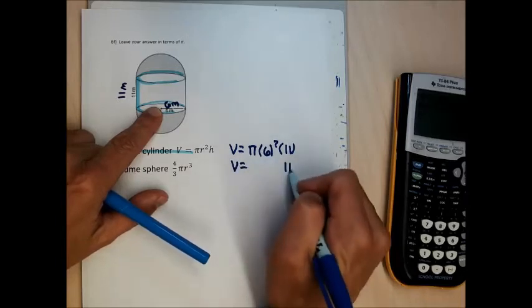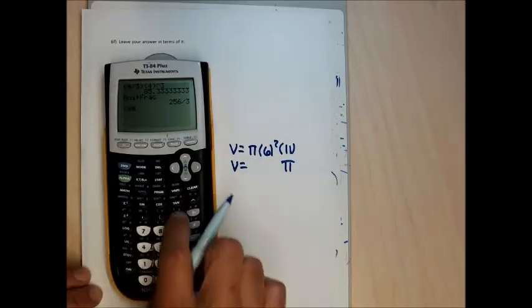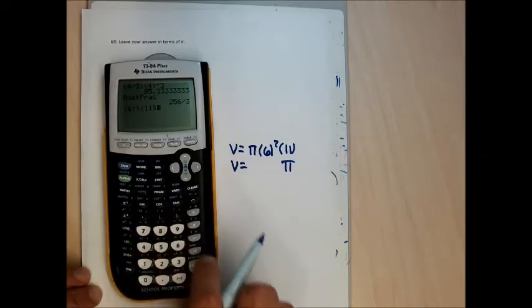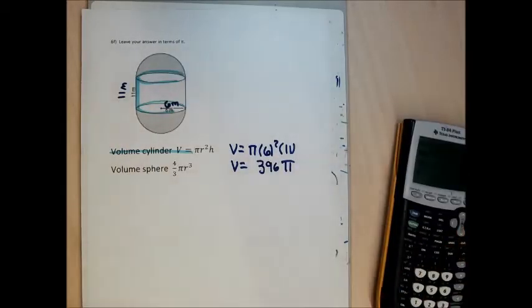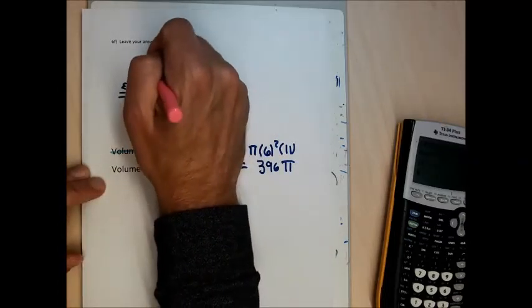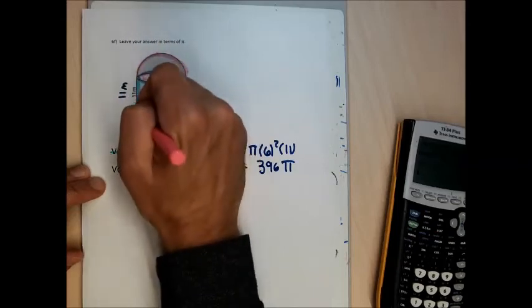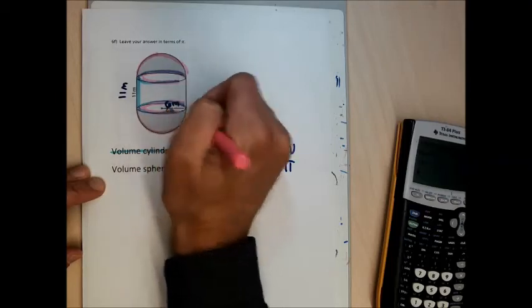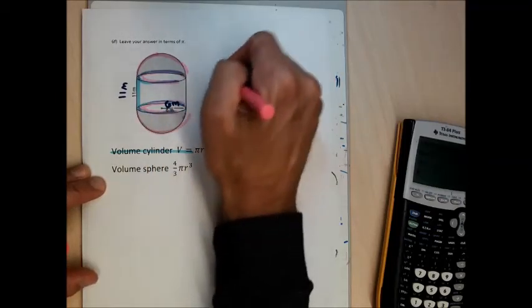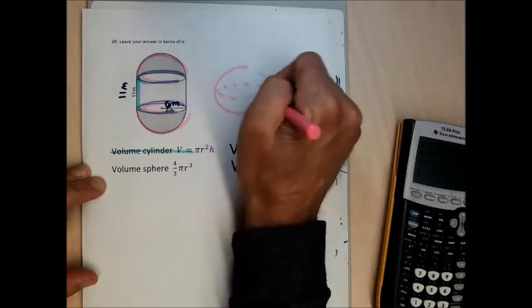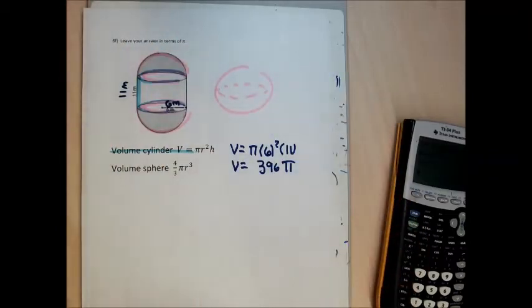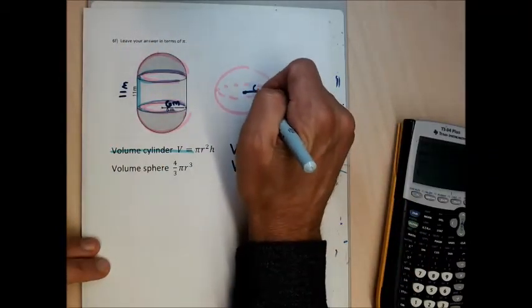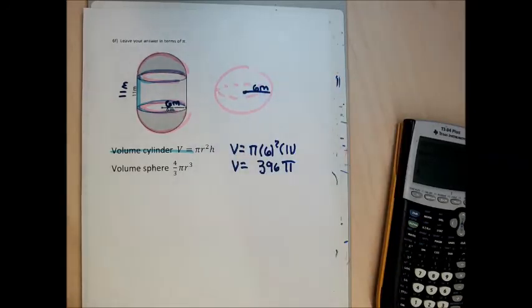I'm going to leave the pi alone, and I'm going to figure out what 6 squared times 11 is. And that's going to give me 396 pi. That's the easy part of this. The other part's not supposed to be so hard. For the other part, you're supposed to imagine the top and the bottom are both half of a soccer ball. And if you put the top and the bottom together and combine them, I can't really draw these so well, these combined make one complete sphere. So combined, if you took the middle out and pushed the top and the bottom together, you'd get one complete sphere with a radius of 6 meters.